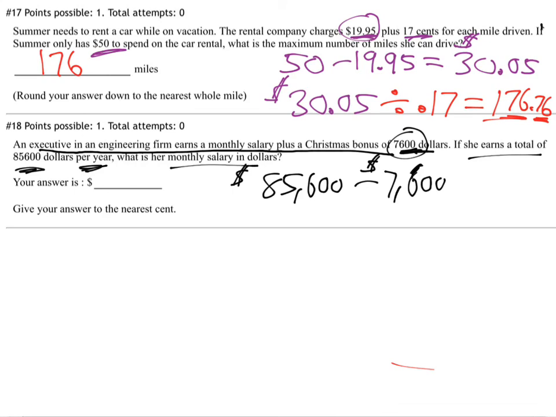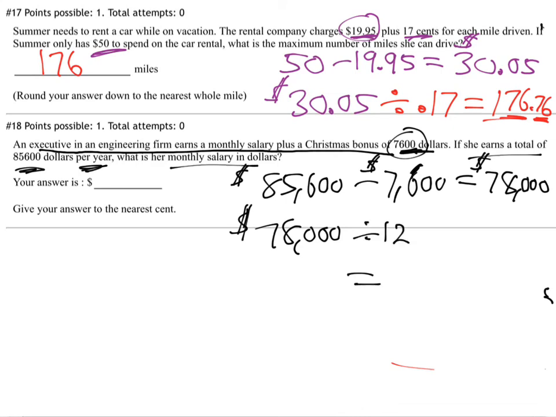Take out the bonus. That was like a special thing. And you'll have left her regular salary. So isn't that like 78,000? Exactly. Then just take the 78,000, which is her regular salary without the bonus, and divide by 12 months in a year. What is the answer there? 6,500. So I would just do those two that way. I wouldn't bring in an X on those.